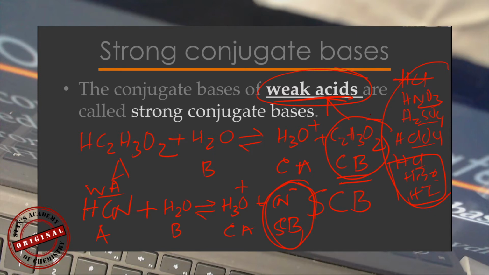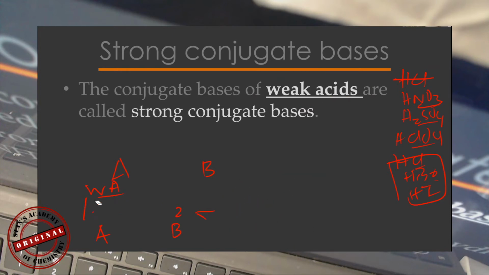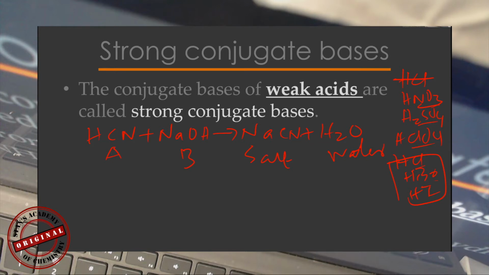Now, let's erase this and come back. In this reaction, this is an acid, this is a base, this is a salt, and this is water. Every time you have a neutralization reaction between an acid and a base, it produces a salt. In this case, it is NaCN.